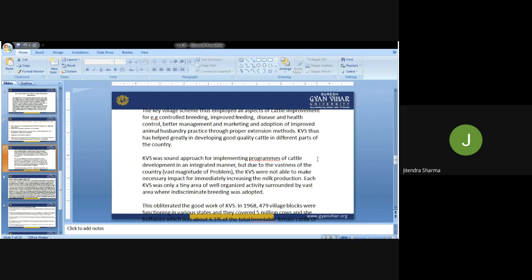The Key Village Scheme thus employed all aspects of cattle improvement, for example, controlled breeding, improved breeding, disease and health control, better management, marketing, and adoption of improved animal husbandry practices through proper extension methods. KVS thus helped greatly in developing good quality cattle in different parts of the country. It was also found to be a sound approach for implementing cattle development programs in an integrated manner. But due to the vastness of the country and the vast magnitude of the problem, KVS were not able to make the necessary impact on immediately increasing milk production. Each KVS was only an area of well-organized activity surrounded by a vast area where indiscriminate breeding was adopted.